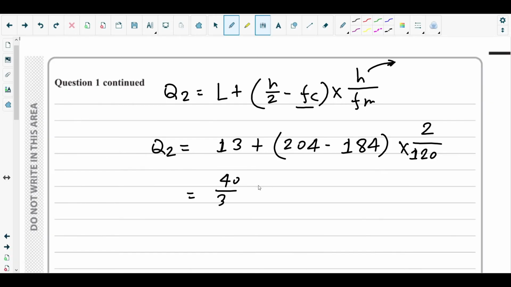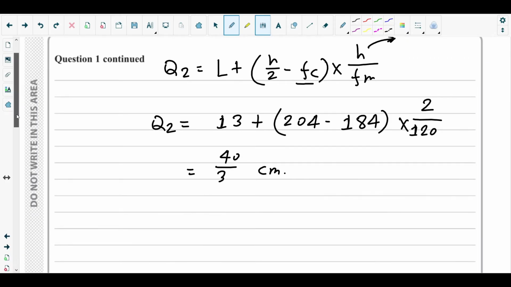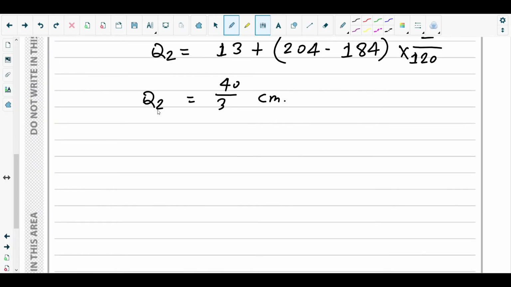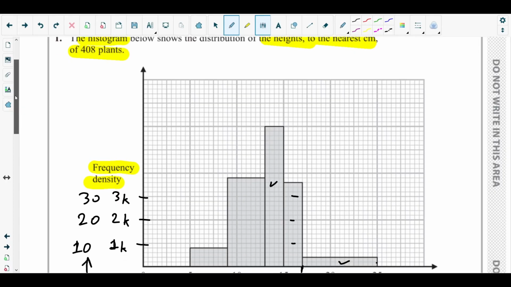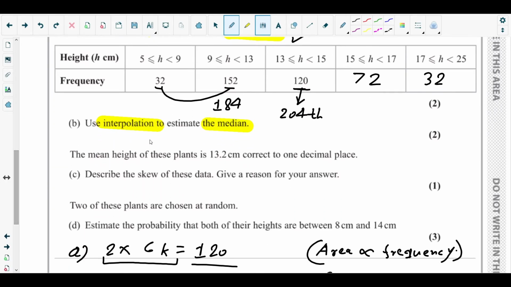What is it in centimeter or millimeter? Definitely it should be in centimeter. So this is Q2, the median. Done. So we got the median, which is 40 over 3 centimeter. Next, for part C, what they are asking here.